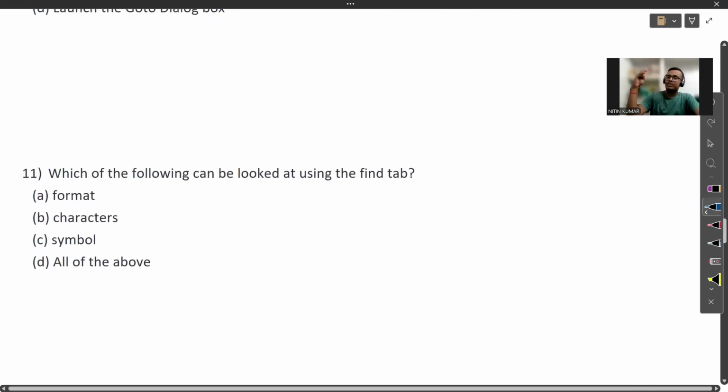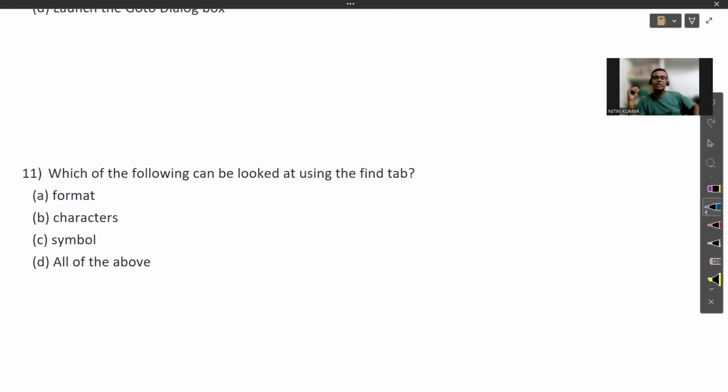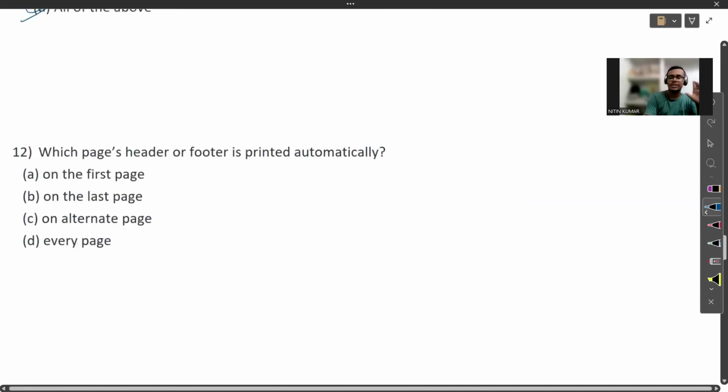Now, the next question is related to the previous question, the Go To tab. Here you can see: which of the following can be looked up using the Find tab? We are talking about find and replace. When we have to find something in MS Excel, which kind of thing could we find there? We could find formats, characters, and symbols. That means we could find everything using the Find tab. So this is the correct answer.